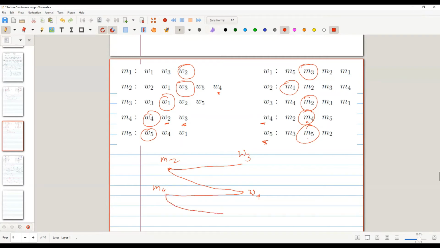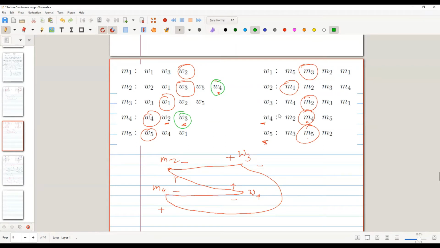And W3 prefers M4, so the cycle will complete. This is like a minus plus minus plus minus. Oh, this is the opposite way. Now applying this alternating cycle, what is the new matching you get, Shagnik? Now M2 is matched with W4, and M4 is matched with W3. The rest of them are the same.